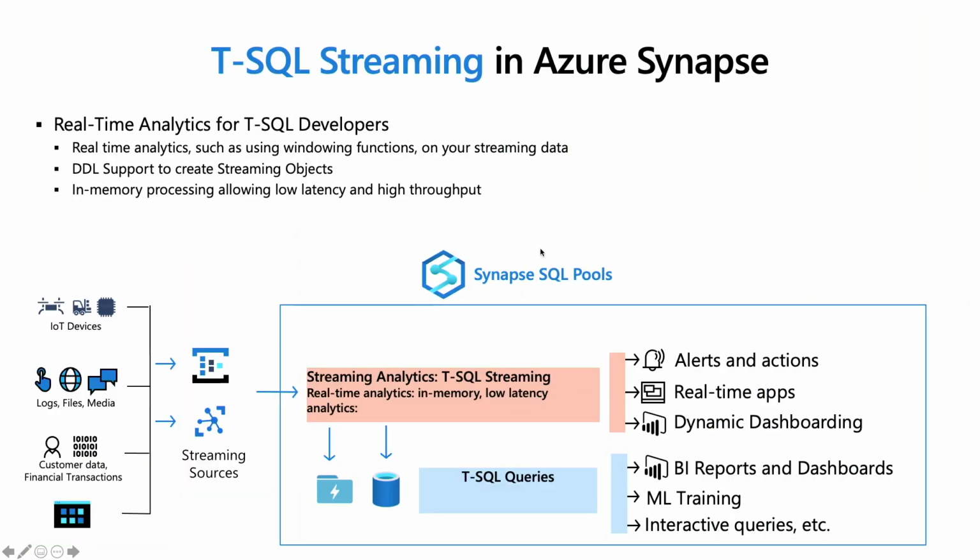Now that I have shown you this, I want to move to another section, which is really talking about scale and being able to do real-time analytics at cloud scale for your T-SQL developers. One of the things that we are going to be soon announcing in gated preview is T-SQL streaming in Azure Synapse. What this enables you to do is real-time analytics using things you might be used to, like windowing functions and other complex event processing functions on your incoming streams of data. You will be able to get DDL support for new streaming objects, and you can do in-memory processing over the streaming data with high throughput and low latency.